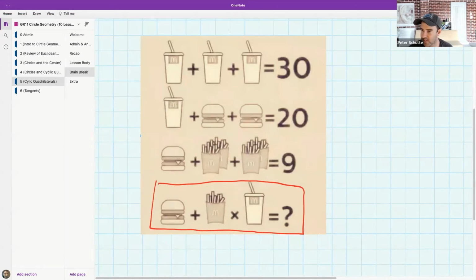Okay, let's see. All right, so what is a hamburger plus a packet of chips times a cool drink? This actually reminds me of one of our earlier modules, equations and inequalities. But it's not that bad. I'll give you a hint. If you've got 3 milkshakes or cool drinks and they give you 30, each of them must be 10. Now, how can you use that to work out the other ones?